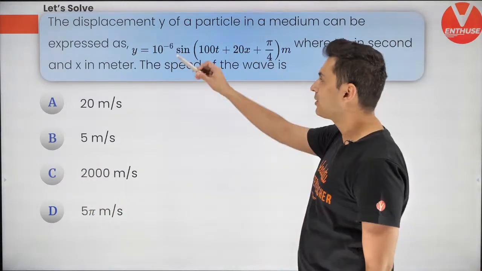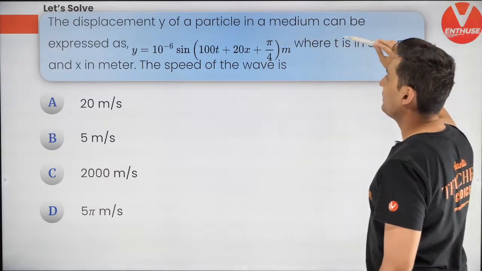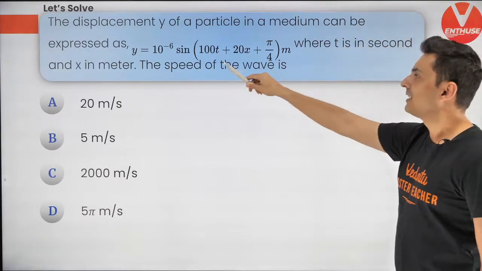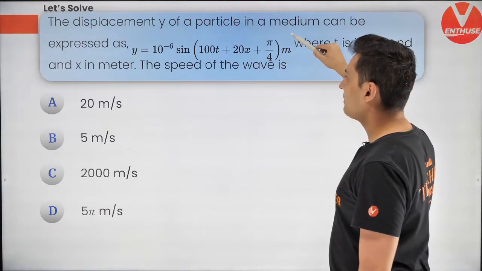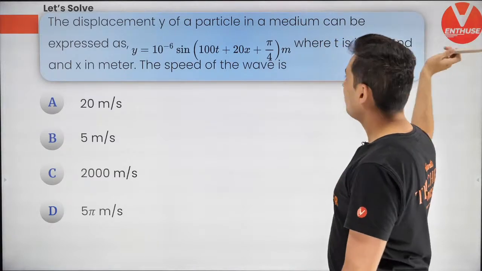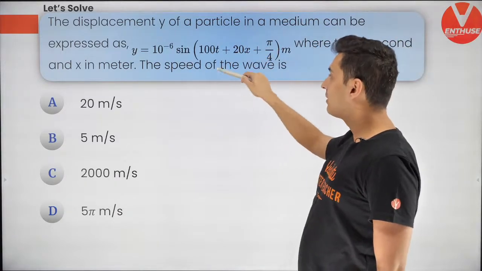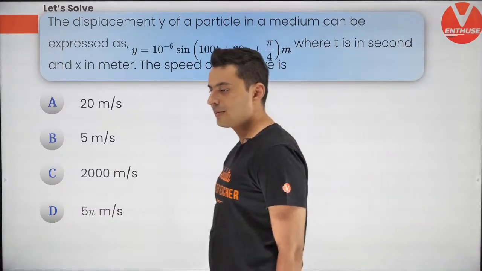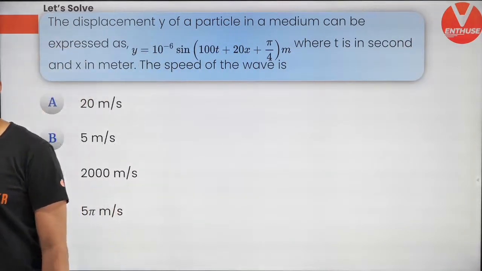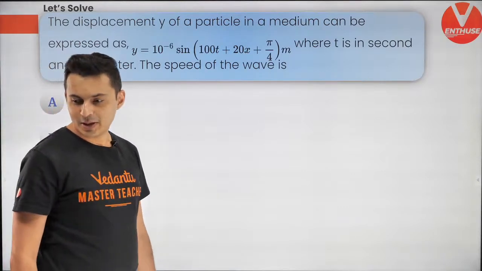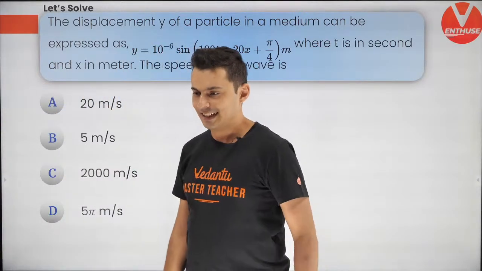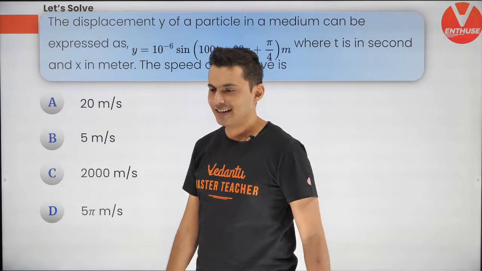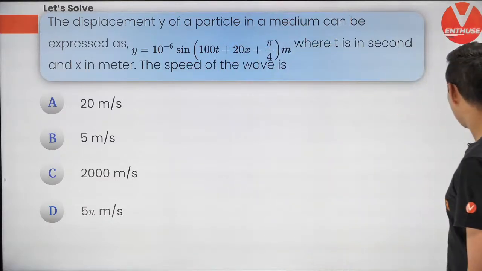Okay. Let's see how to solve this question. The displacement of a particle in a medium is 10 to the power minus 6 sine (100t plus 20x plus pi by 4), where t is in seconds and x is in meters. What is the speed of the wave? Come on, guys. What is the answer? Priyanka says B. Let's see how many of you are getting this answer.